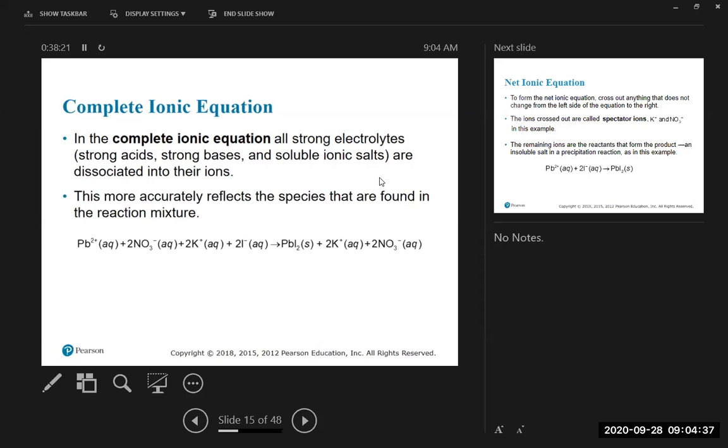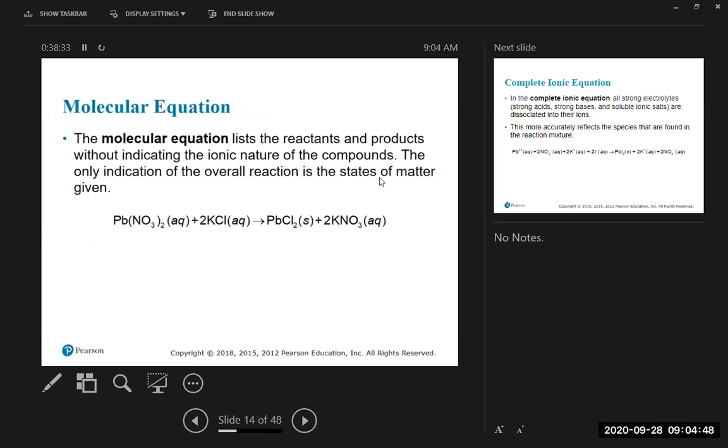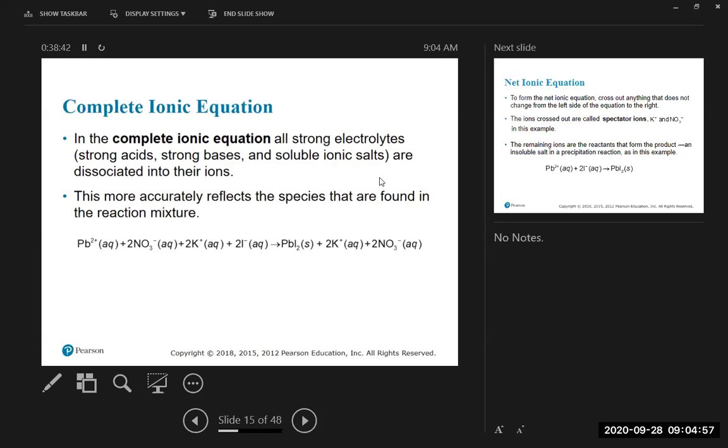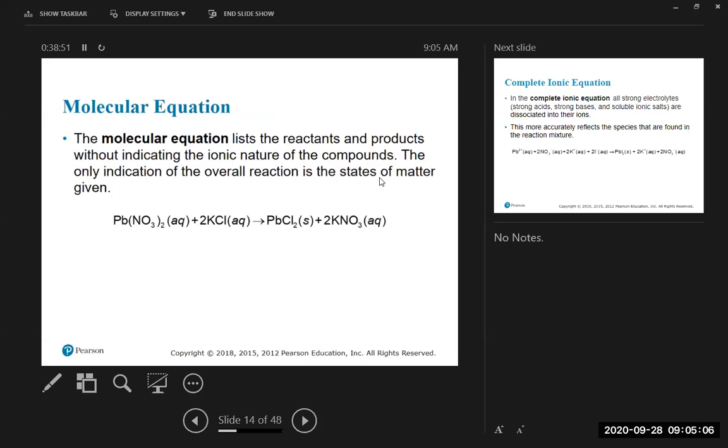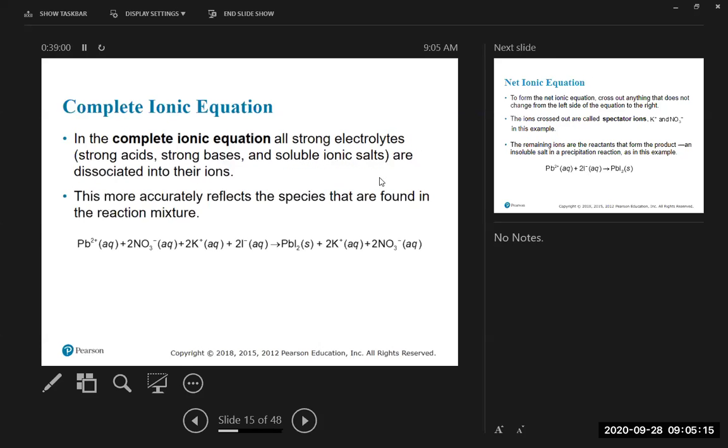So we have lead ions, +2 charge, nitrate ions, -1 charge. And if we go back looking at this equation, we see we had 2 nitrate ions for every lead ion. Okay, so that's why we have a 2 in front of the nitrate ion. Same with the potassium and the chloride. So when this equation was balanced, we had 2 molecules of potassium chloride. So that's why here we have 2 potassium ions and 2 chloride ions.